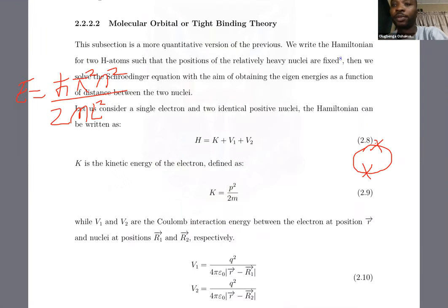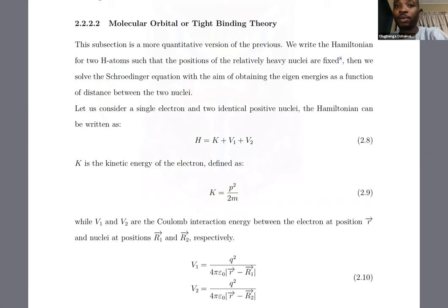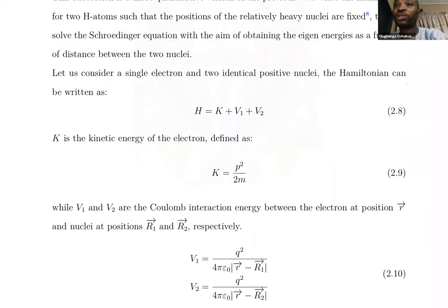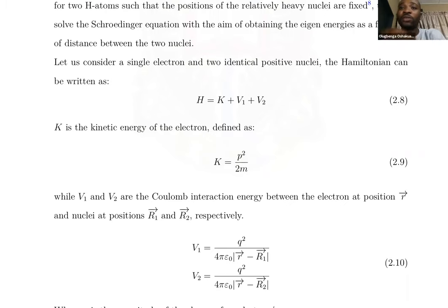So let's talk about the molecular orbital or tight binding theory. This picture tries to give a quantitative picture of what we've spoken about in a particle in a box. And to do that, we have to solve the Schrodinger equation. And we cannot do that without talking about the Hamiltonian of the system.